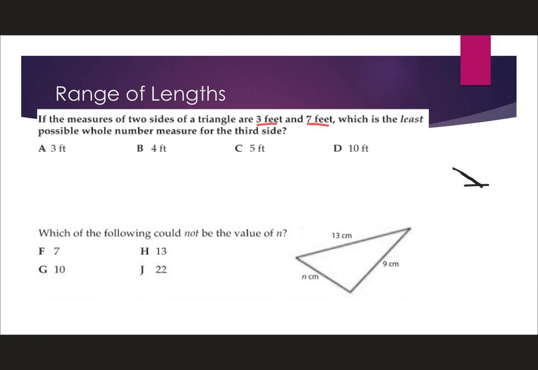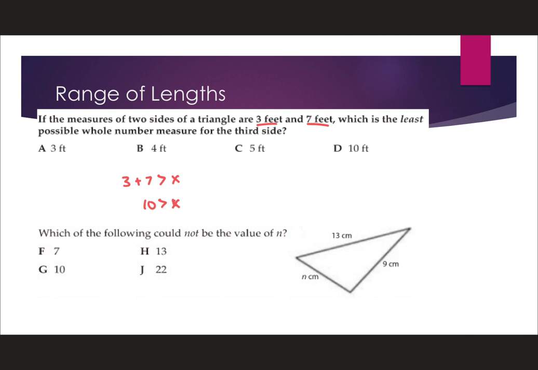There's a perfect sweet spot of what this value is, and that's what we're going to find. So in order to find the greatest possible value, I'm going to add up my two sides. 3 plus 7 has to be greater than x, and that is 10. 10 is greater than x. So that's the biggest possible number the side can be.